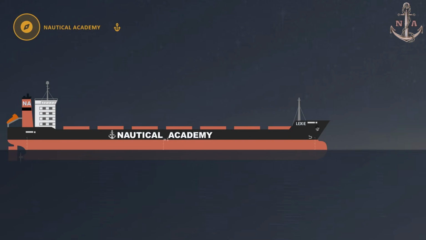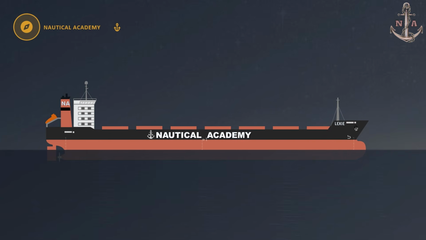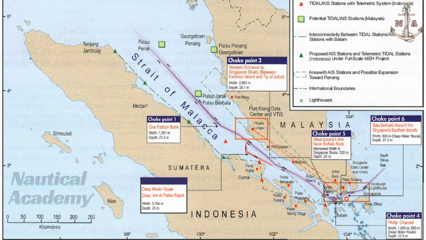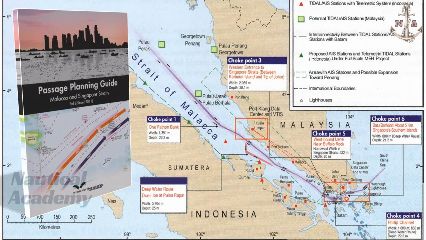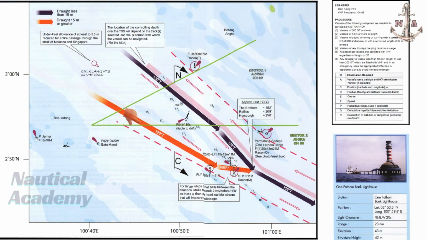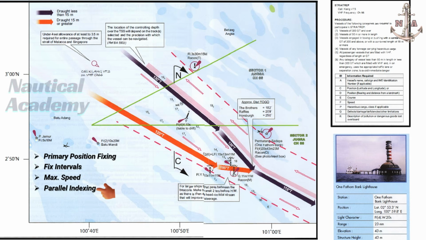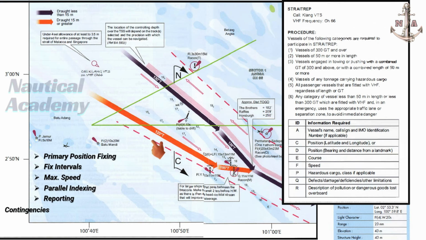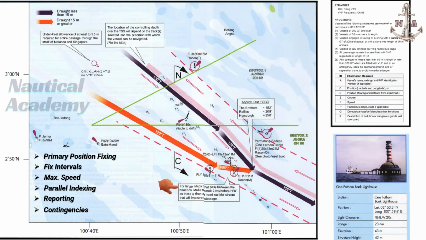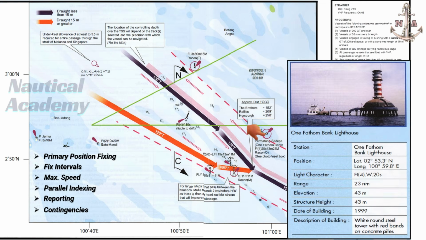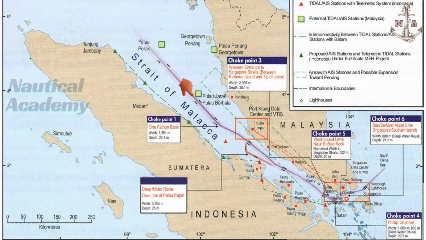This video serves only as a guide on how to create a passage plan for an eastbound vessel transiting the Strait of Malacca and Singapore using this passage planning guide. The passage plan includes the recommended routes for both deep draft vessels and vessels with a draft of less than 15 meters. It covers primary position fixing methods, fix intervals, maximum speed, parallel indexing, reporting, contingencies, and other essential considerations required when preparing a safe and compliant route when transiting within this region.